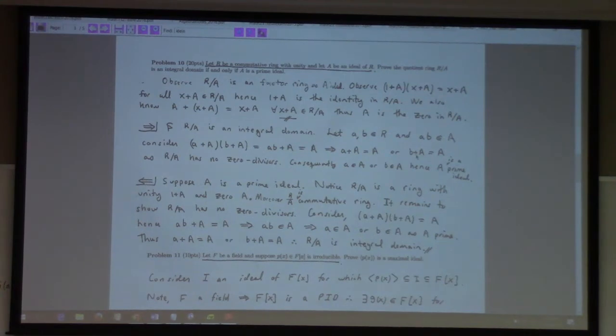Let R be a commutative ring with unity. Let A be an ideal of R. Prove the quotient ring R mod A is an integral domain if and only if A is a prime ideal.